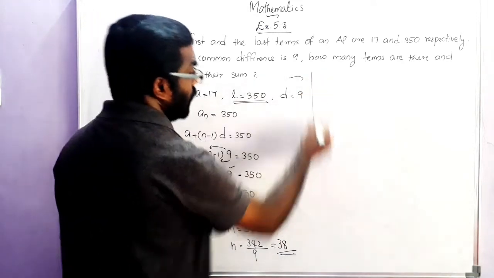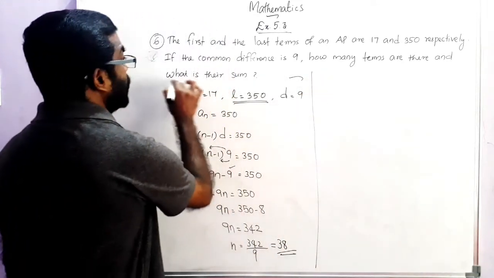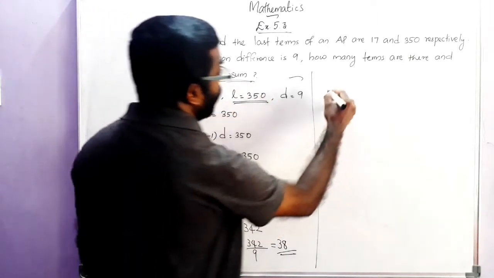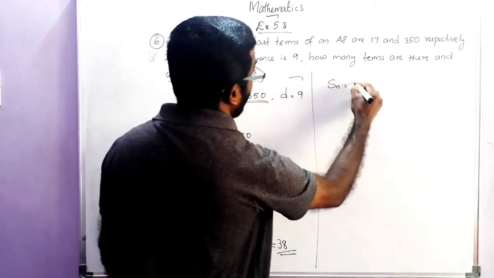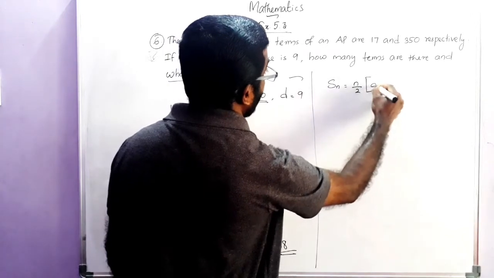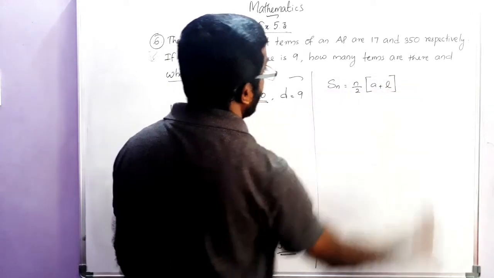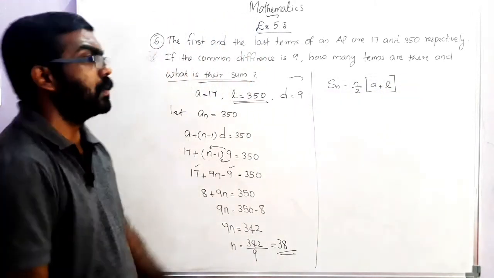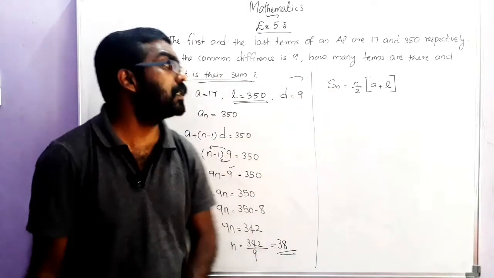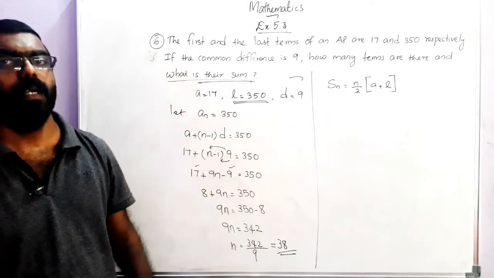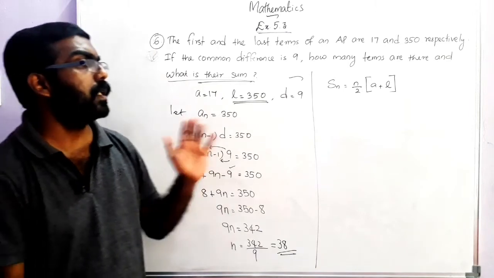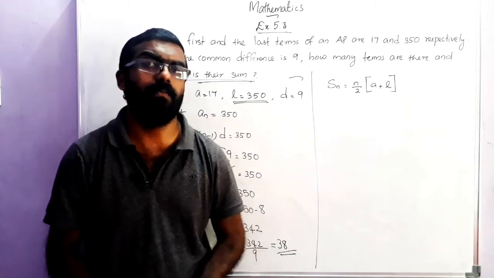Now the next part is, what is their sum? For the sum we have the formula Sn is equal to n by 2 into A plus L. Here we know the first and last terms and the value of n. So we can use the formula Sn is equal to n by 2 into A plus L. The remaining part you can do, so do it yourself.